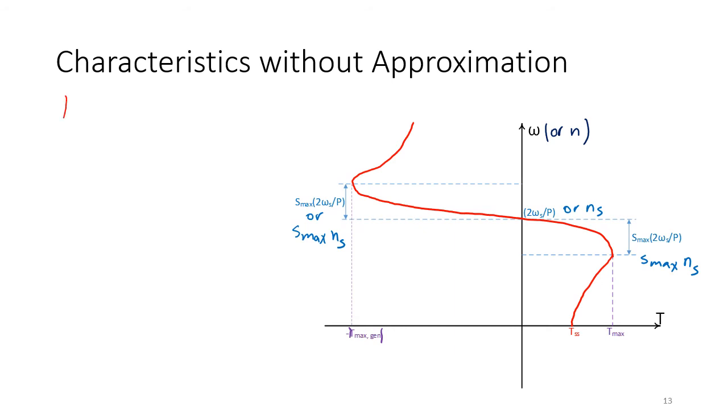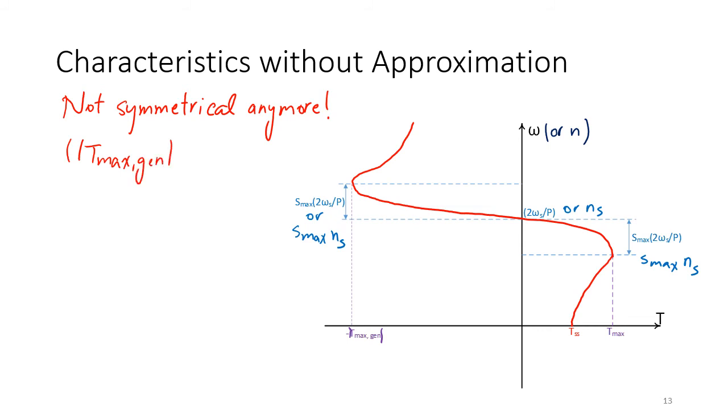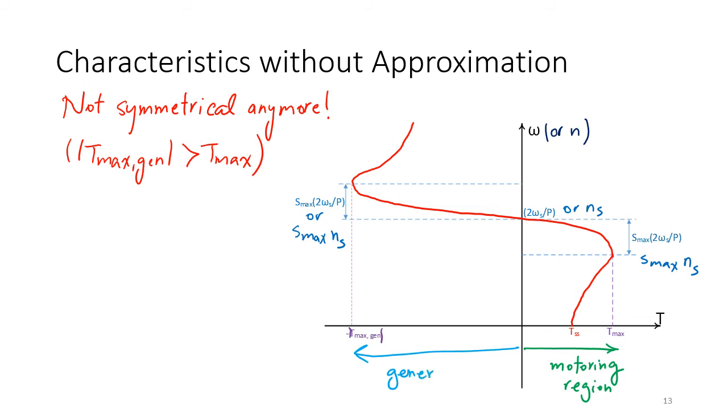So not symmetrical anymore, because T max gen is greater than T max. Here we are in the motoring mode, motoring region, and here we are in the generating region.